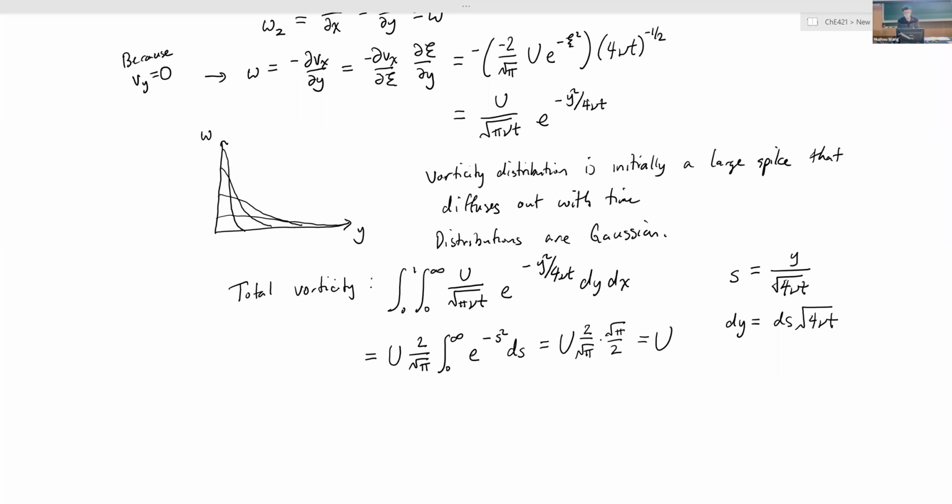Now, don't worry too much about the u at this point. My point is just that the total vorticity doesn't change in our system. It's as if we have some fixed quantity of vorticity. It's all initially concentrated at y equals 0, and then it diffuses away from y equals 0.